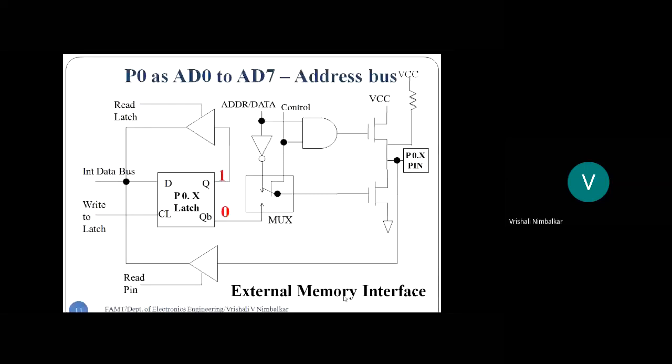How does the microcontroller understand this? With the help of that external access pin, the EA bar pin, or whenever the microcontroller is executing instructions like MOVX, it tries to look for external memory. While executing instructions like MOVC, automatically these pins start functioning as address data pins.